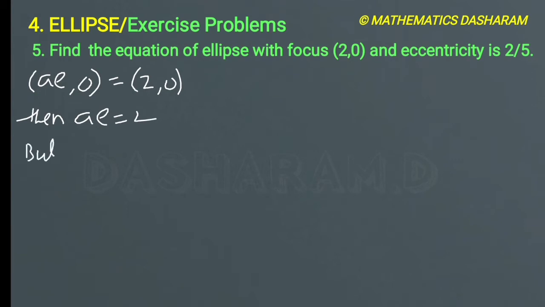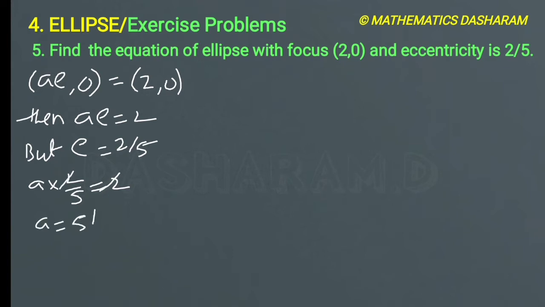but as per the question the e value is given, that is 2/5. Let's substitute the e value in this. So then a into 2/5 equals 2. Here 2 cancels, then a equals 5. Let's find the b value.